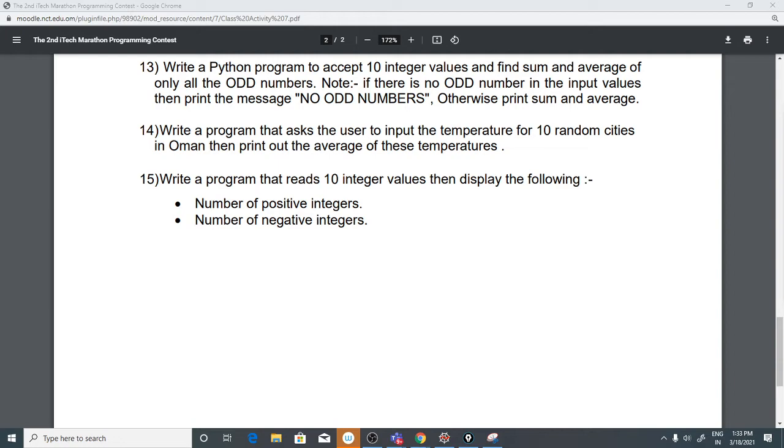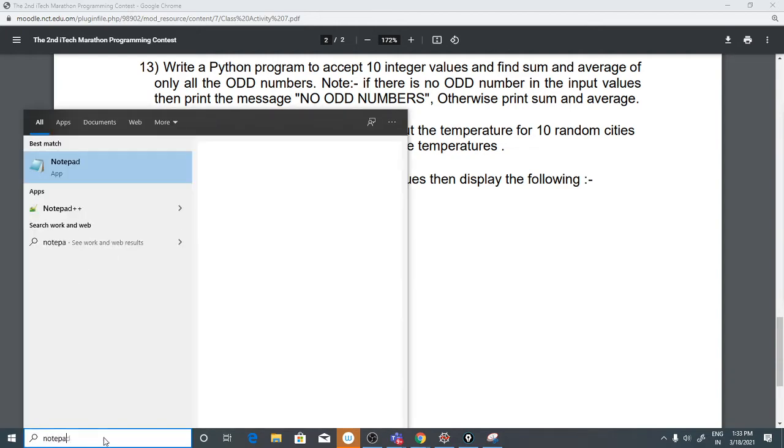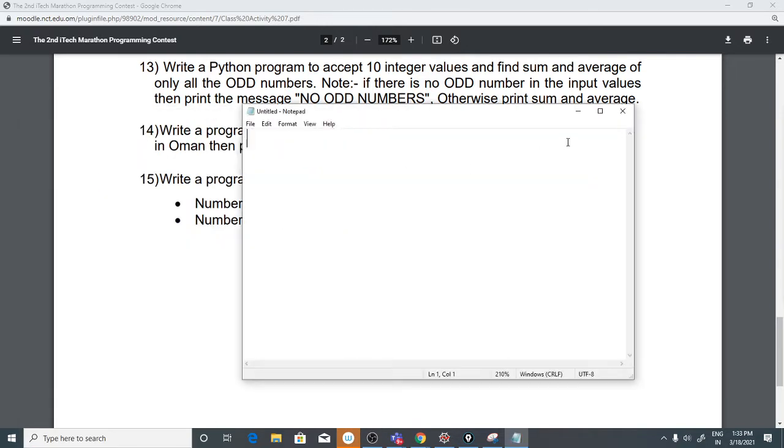numbers are negative. For example, I give 10 numbers. Okay, my 10 numbers: minus 10, 80, 90, 1, 3, 5, minus 67, 90, 45, 78. There are 10 numbers.